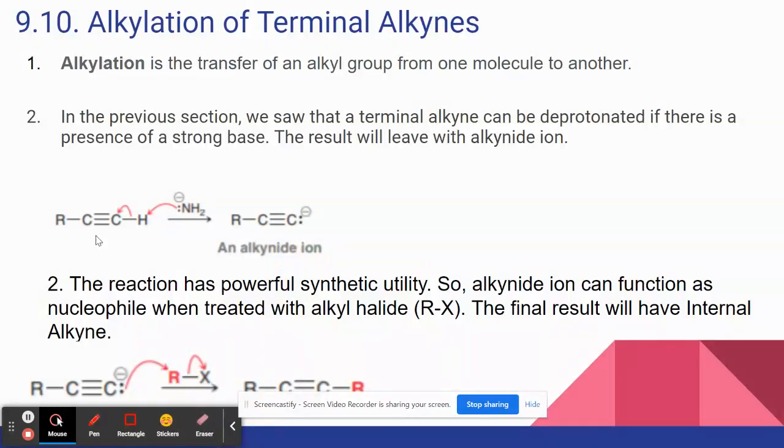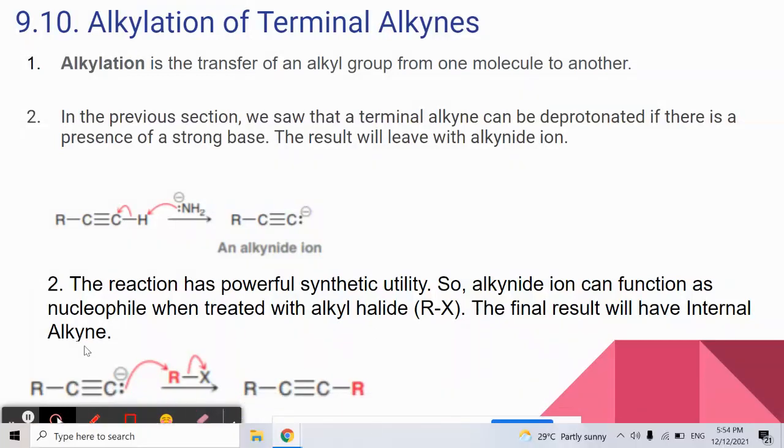We use the terminal alkyne, and NH2 acts as a strong base, and it will grab a proton, and then the bond will go into the carbon, and we get an alkynide ion. The reaction has powerful synthetic utility, because the alkynide ion can function as a nucleophile. When treated with an alkyl halide, or RX, the final result is an internal alkyne.